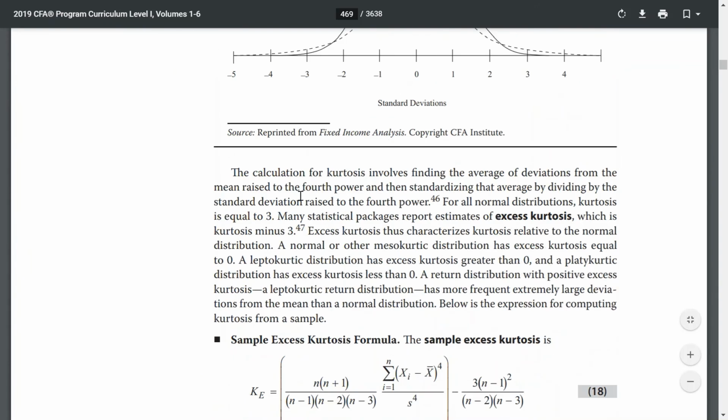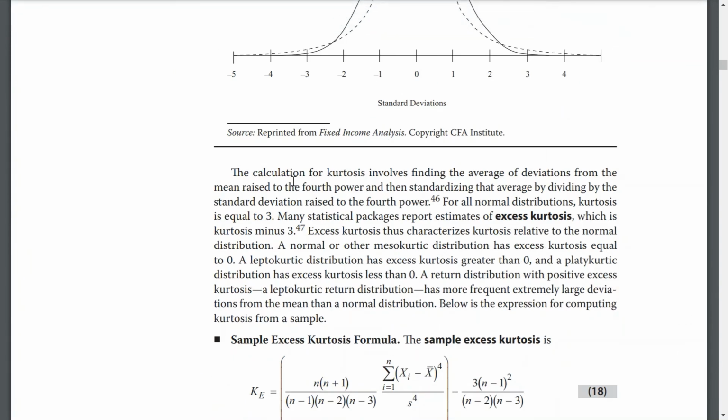To calculate kurtosis involves finding the average of the deviations from the mean raised to the 4th power. When you raise to the 4th power, you are no longer keeping the positive or negative signs; the signs get ignored. And then standardizing the average by dividing by the standard deviation raised to the 4th power. So both get raised to the 4th power.